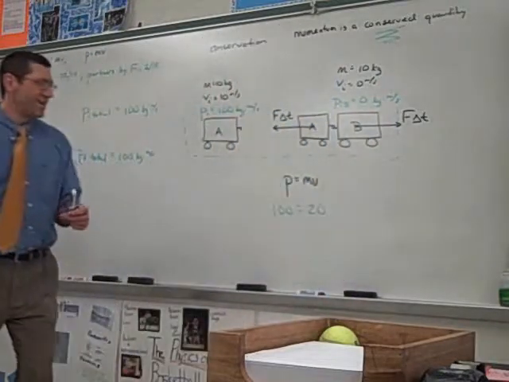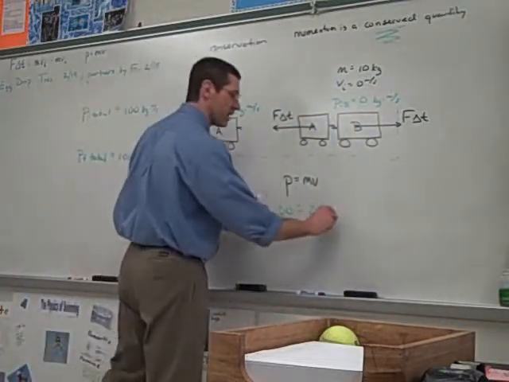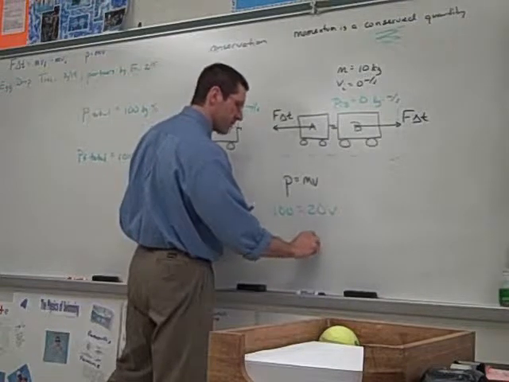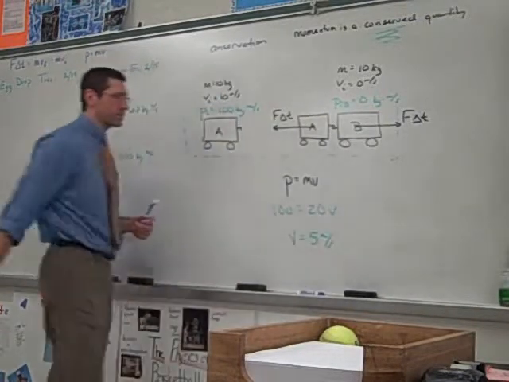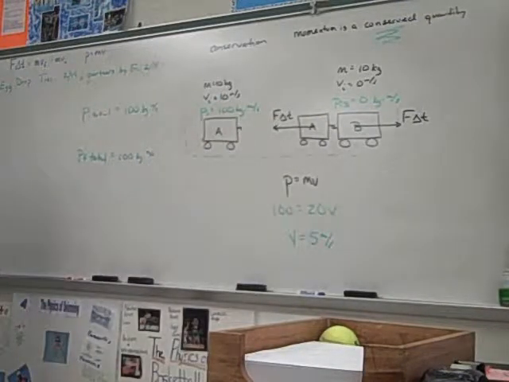No. Oh, good. And that leaves us solving for V. V is 5 meters per second. Does that make sense? Right, because they need to keep that same momentum. So if there's more mass moving, the velocity has to go down. So A slowed down to 5, B increased the speed to 5, and they move off together.